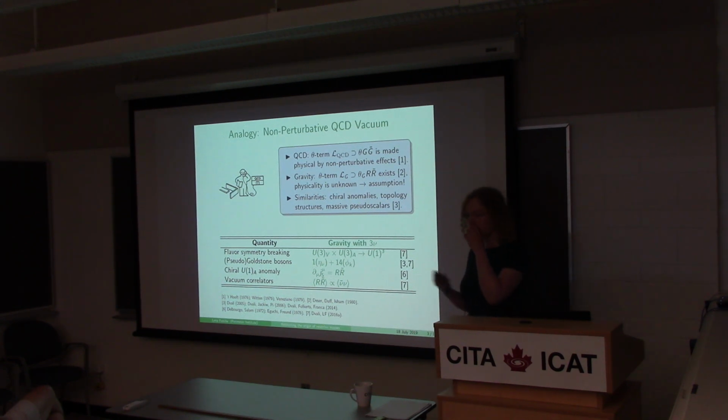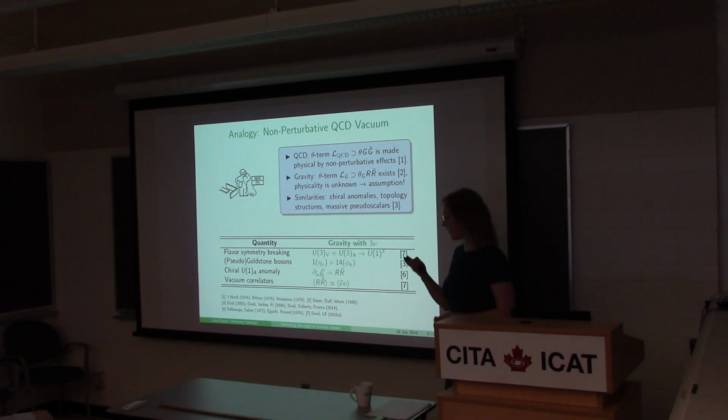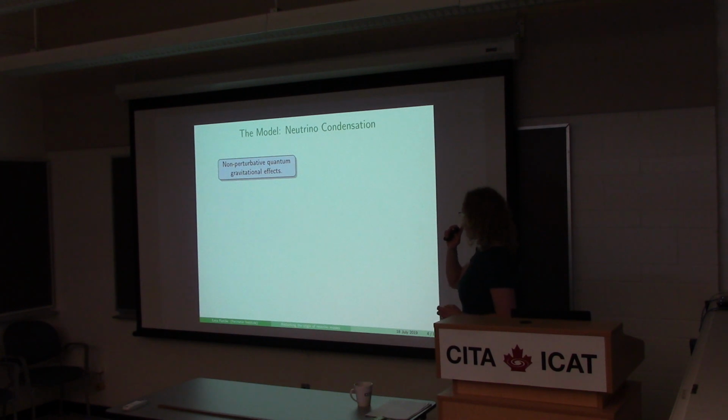So these bosons are similar to the mesons of QCD. The mesons are quark-antiquark bound states. You can describe them as those. And our bosons are neutrino-antineutrino states coming from breaking the symmetry. So this is the way how the model is built up.